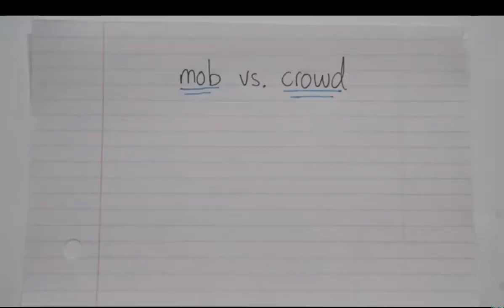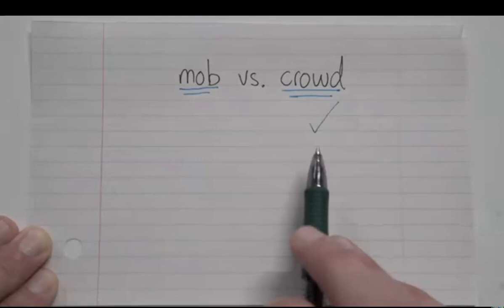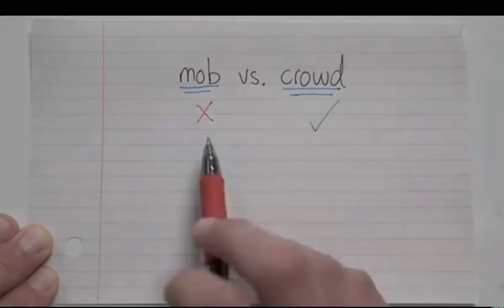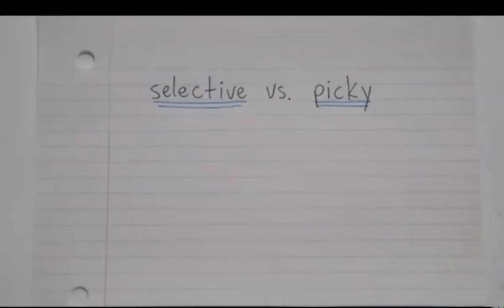How about mob and crowd? Well, they both mean roughly the same thing. They both mean a large group of people. But one of them has a more positive connotation, a more positive tone or energy, and one of them has a more negative connotation. Question is, which is which? Well, give yourself a point if you said the more positive word is crowd and the more negative word is mob. Okay, last one. Selective and picky.